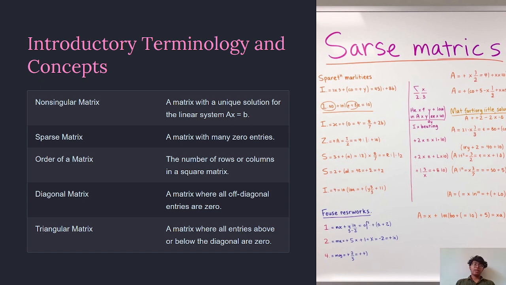Now coming to the introduction of the terminology and the concept. So let's look into this non-singular matrix. The definition would go like a matrix with a unique solution for the linear system, that is Ax = b. Looking into the sparse matrix, a matrix with many zero entries. And seeing about the order of a matrix, the number of rows or the columns in a square matrix. Diagonal matrix is a matrix where all off-diagonal entries are zero, and a triangular matrix, a matrix where all entries above or below the diagonal are zero.